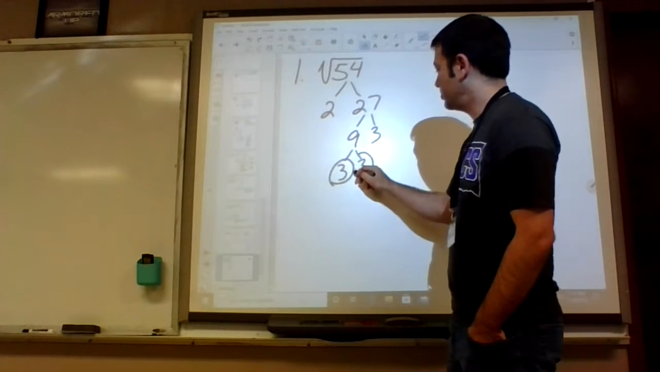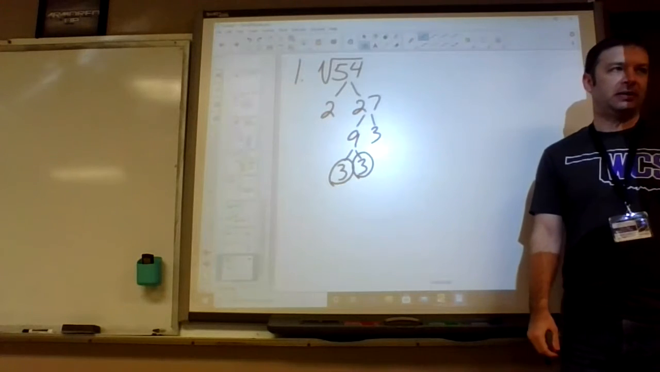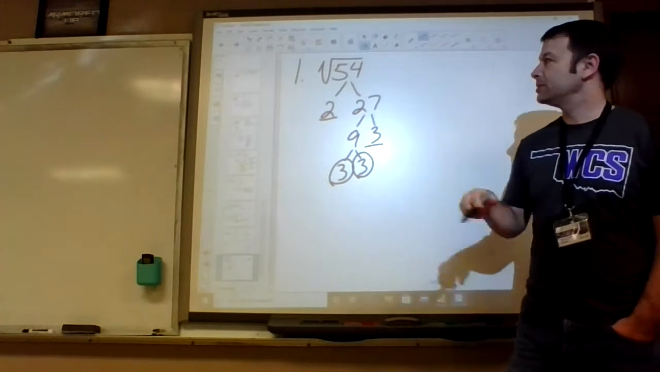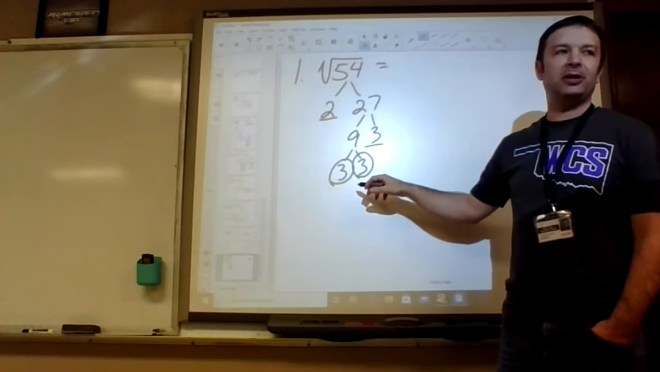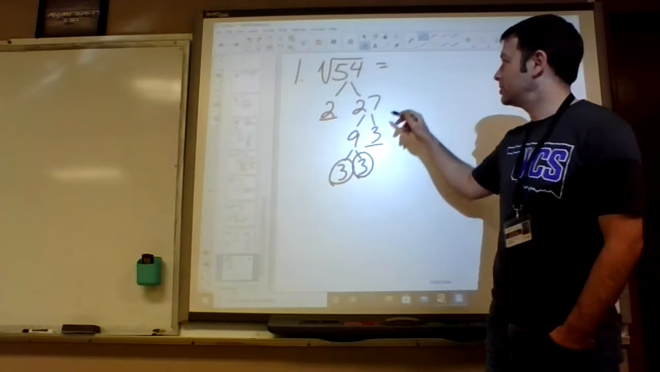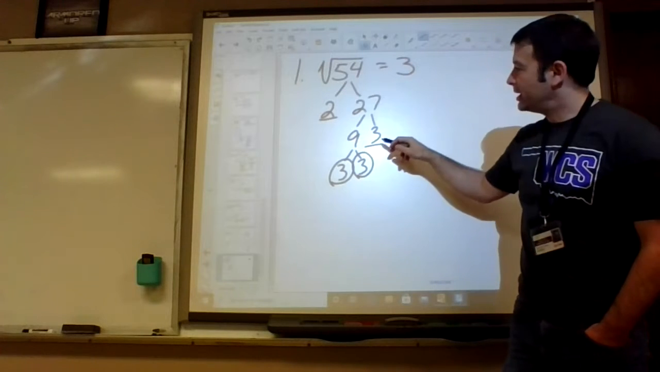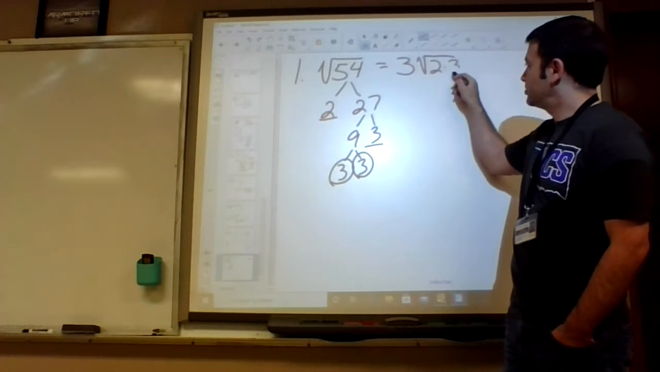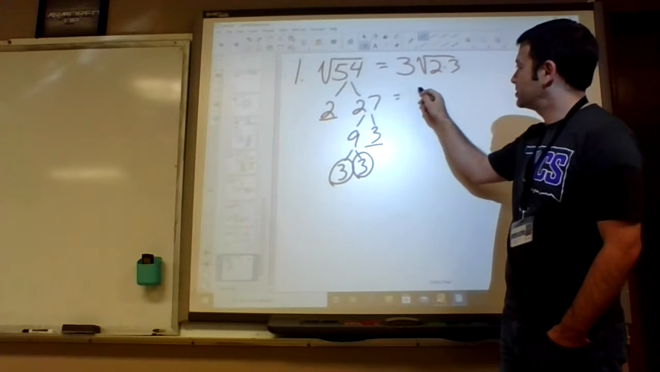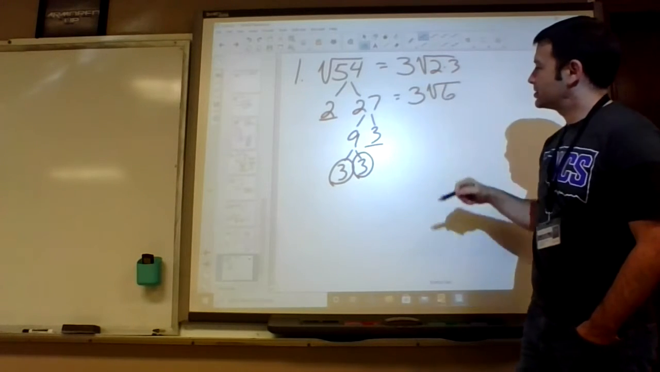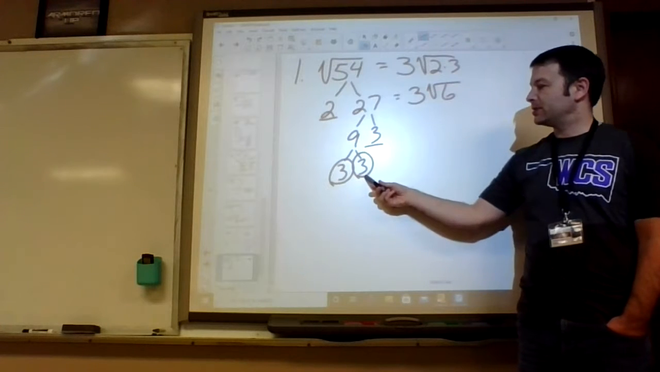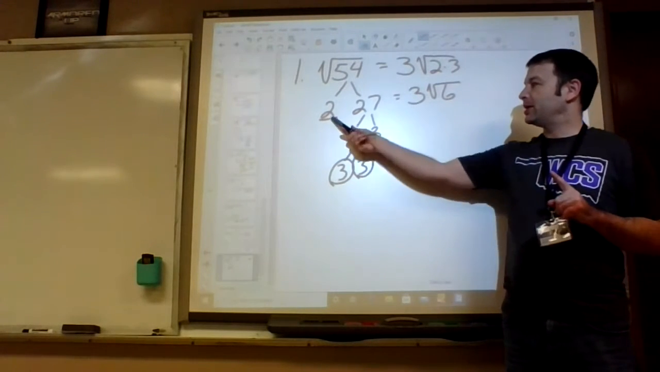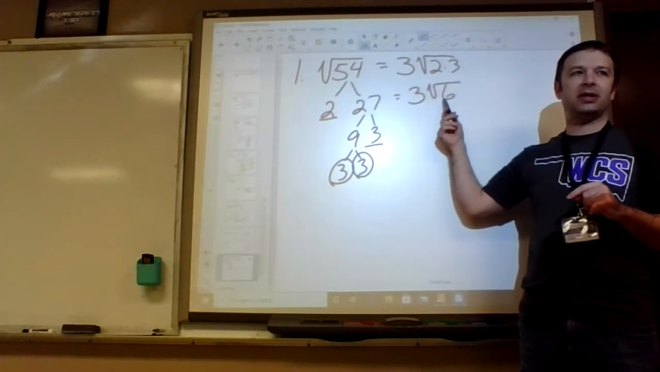So we have a double 3 and a leftover 2 and 3. The double 3 turns into a normal 3, and the leftover 2 times 3 goes in the square root, which is just a 6. So the double 3 becomes a normal 3, and the 2 and 3 become a 6 inside the square root.